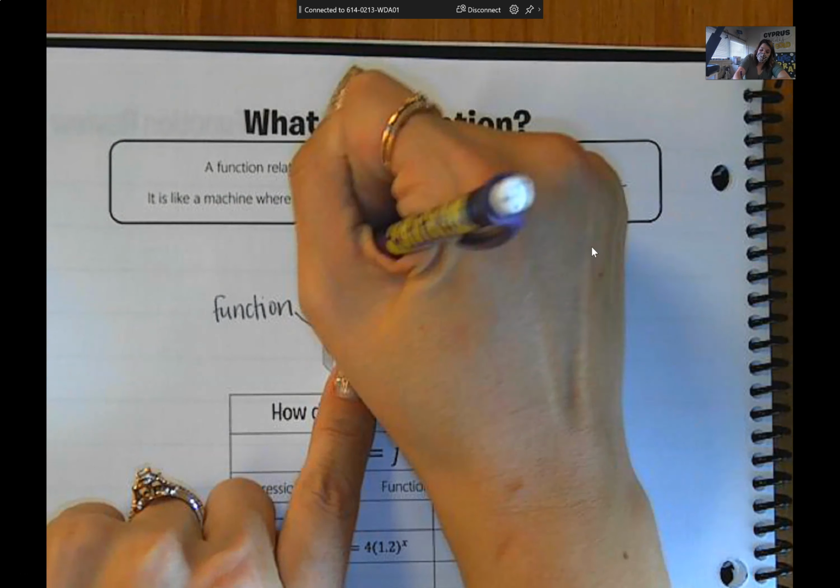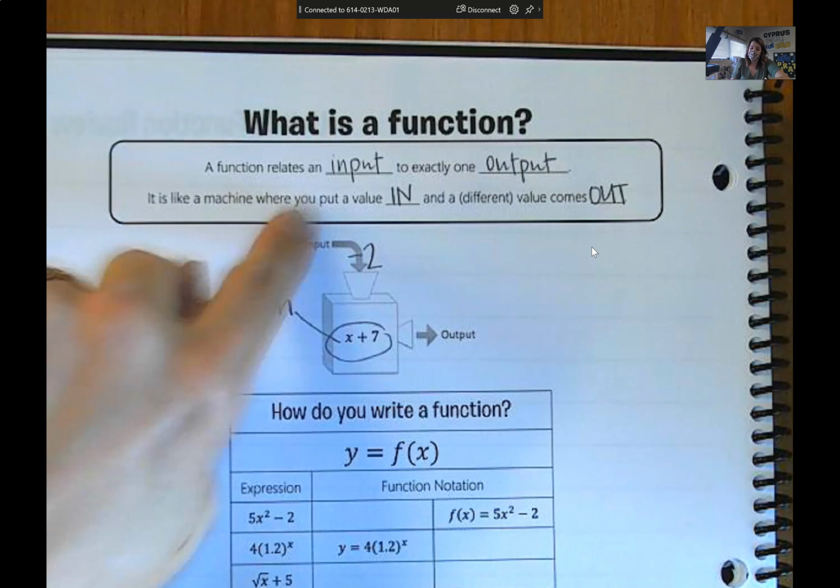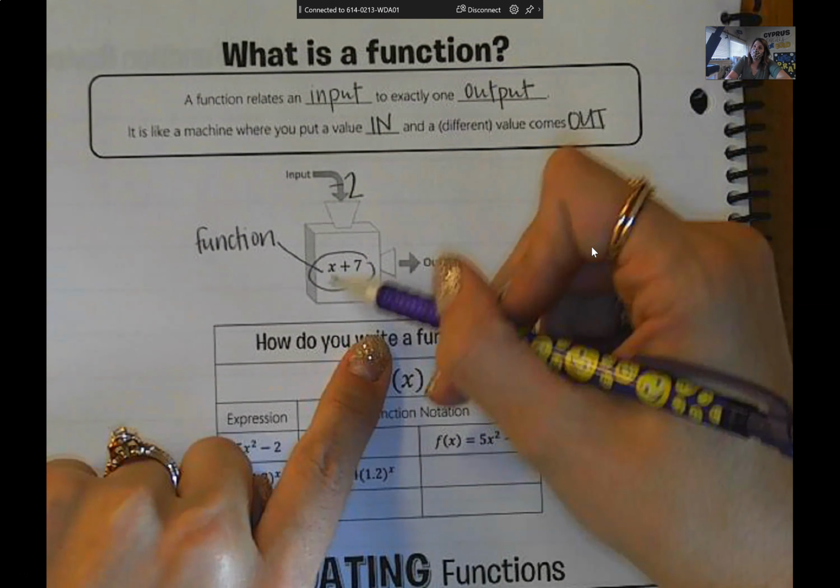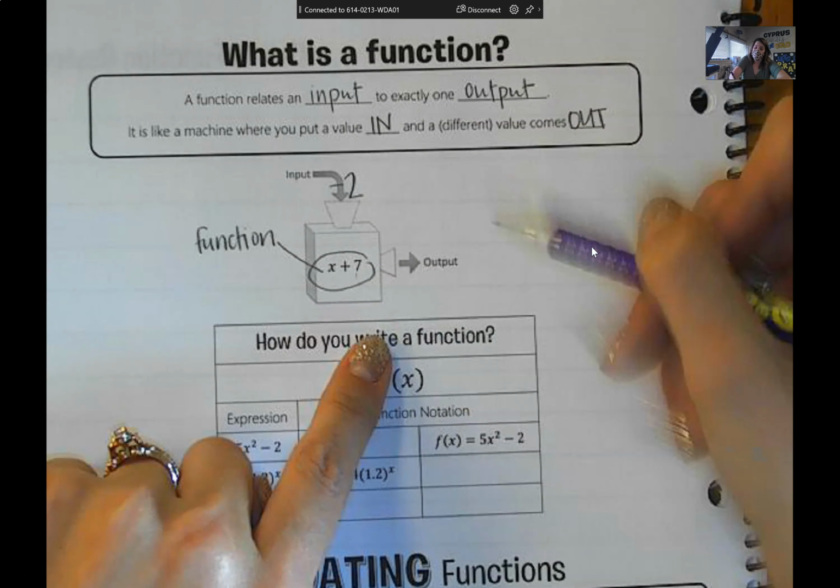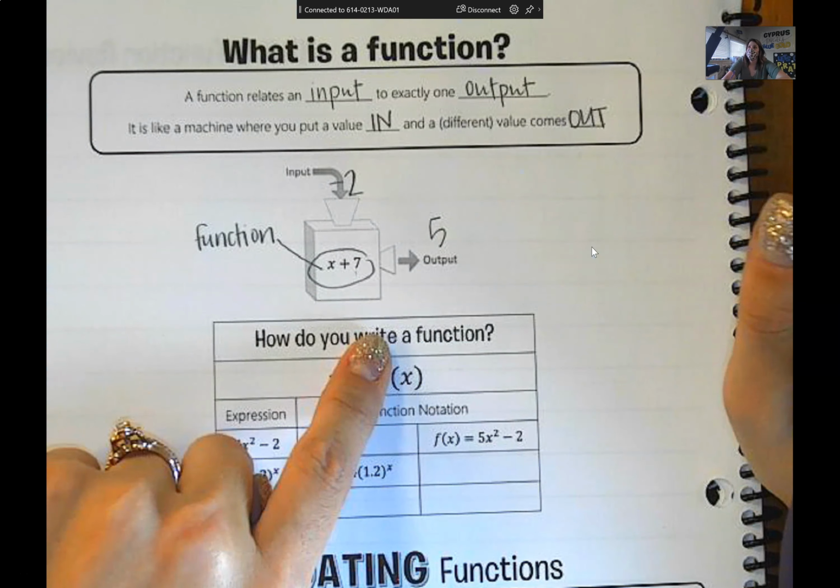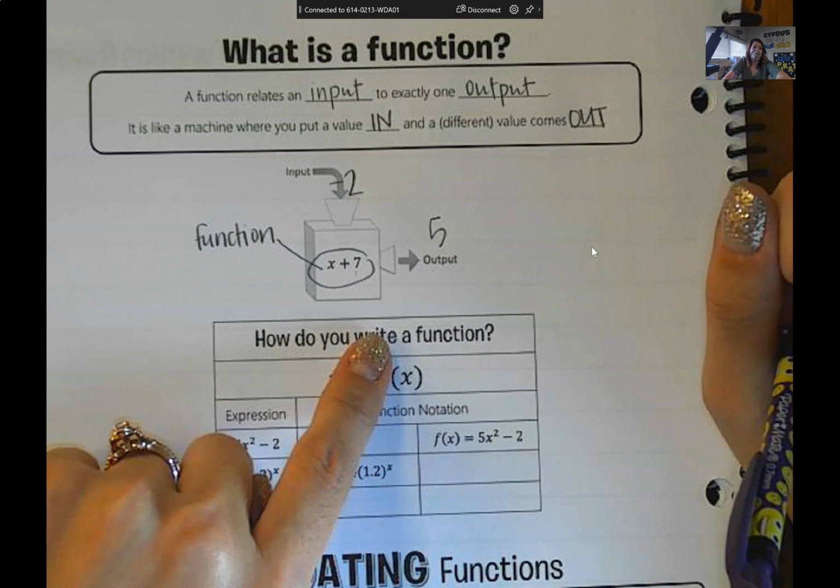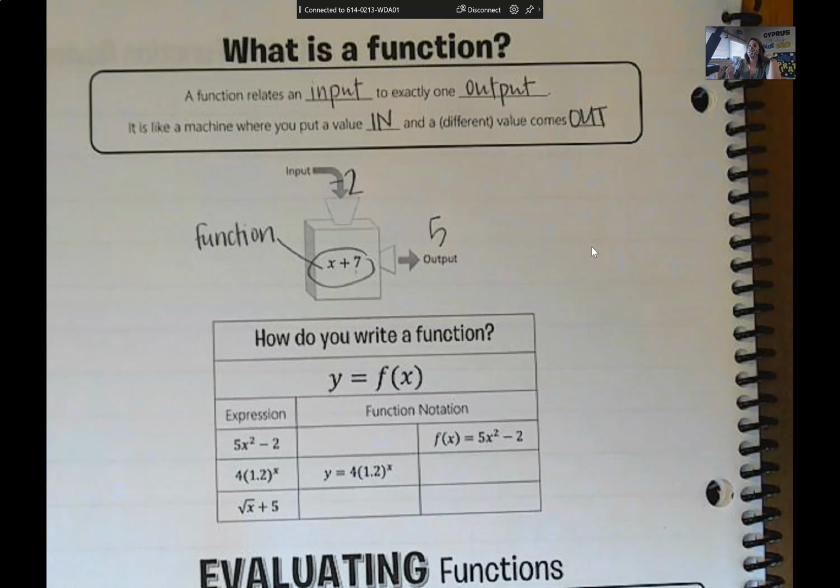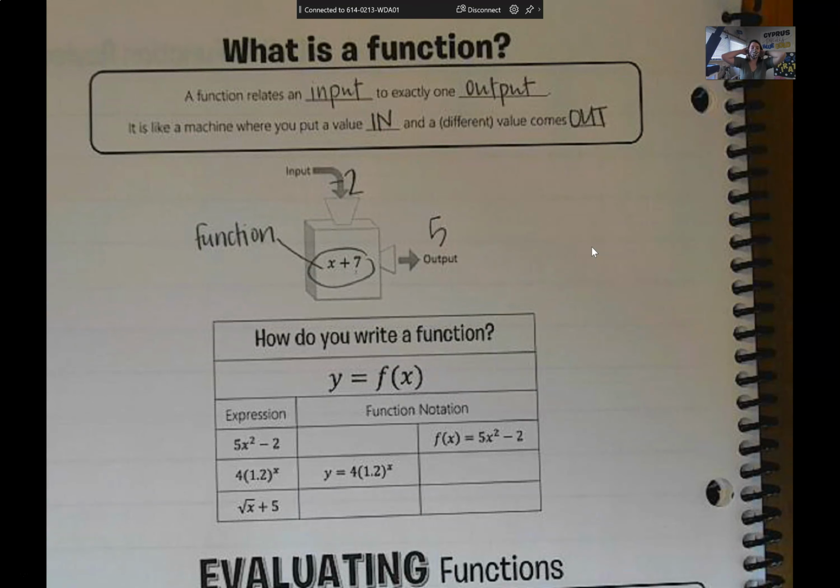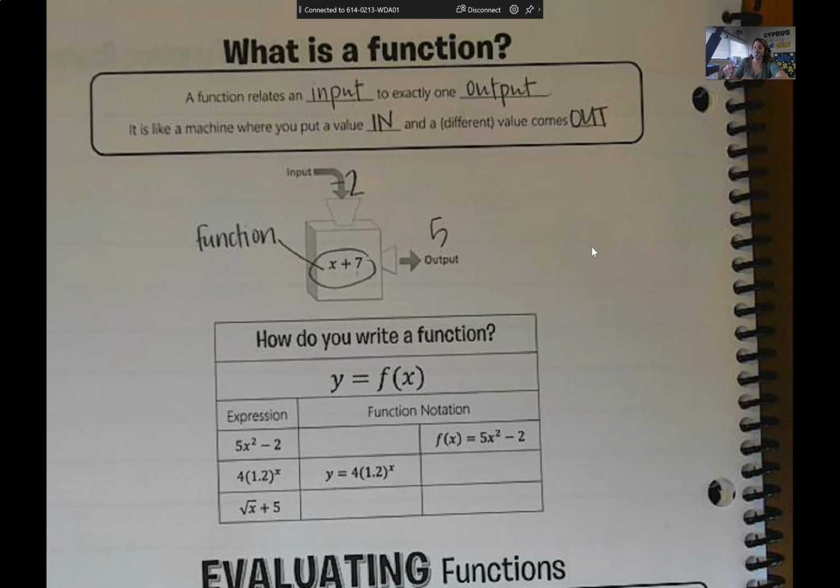So if we put in a -2, on the little in arrow, I'm putting in a -2. What happens is now you do -2 plus 7, and what comes out is a +5. We're okay with that basic setup, right? So that's your machine. That's all we're reminding ourselves of today. If we have a function, we can plug values in and get a different value out.